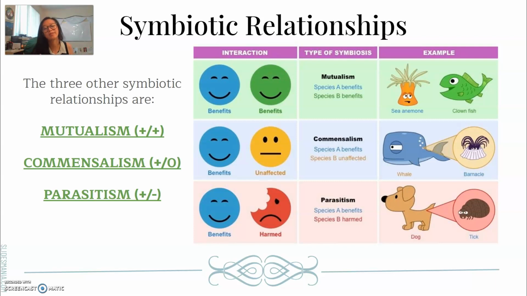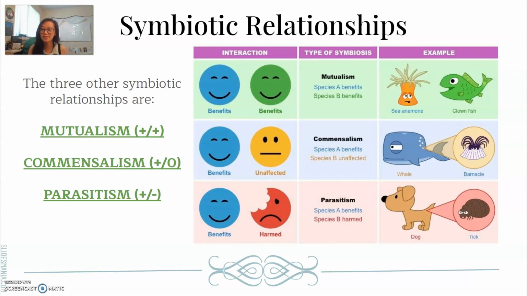In the case of commensalism, and I like to call this plus and zero, one species benefits, the other one is really unaffected. They don't care, it doesn't really matter, it's not good or bad, it's pretty neutral. So, for example, species A is a barnacle. Barnacles can live on whales. Whales don't really care, they're just there. Whales are unaffected. So that would be an example of commensalism.